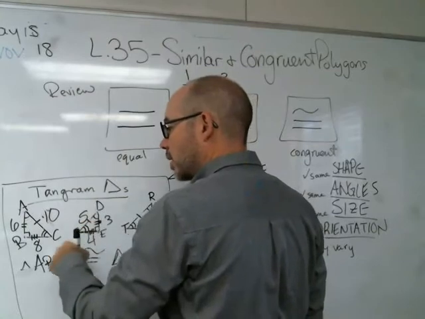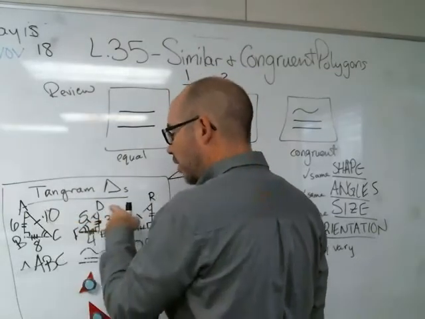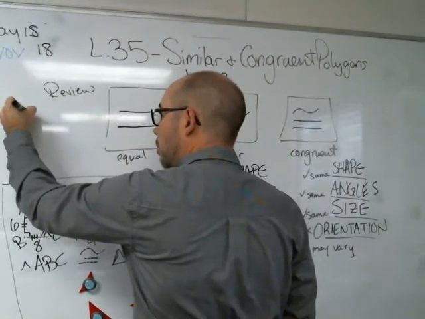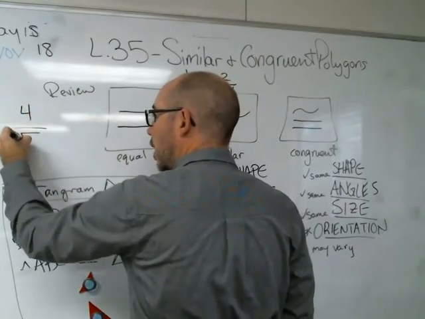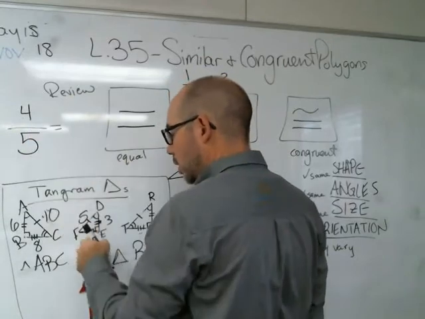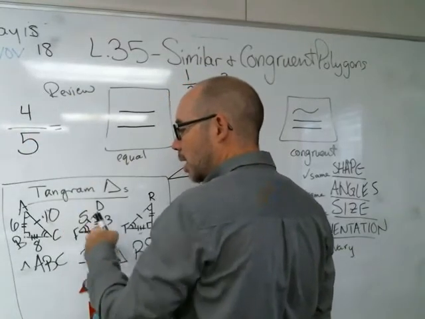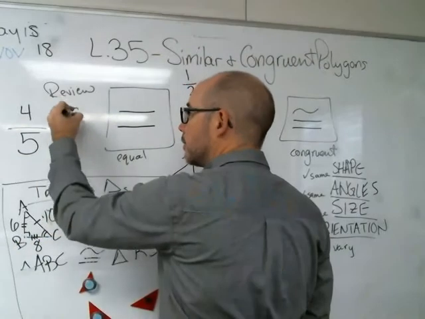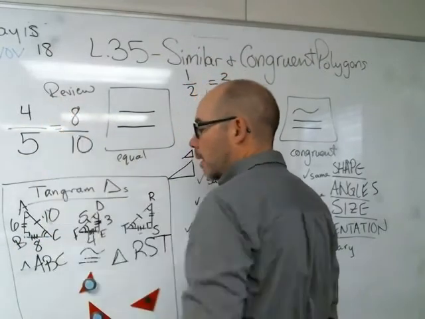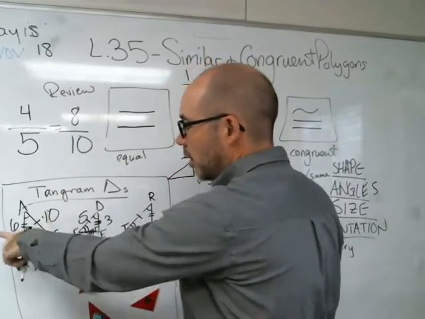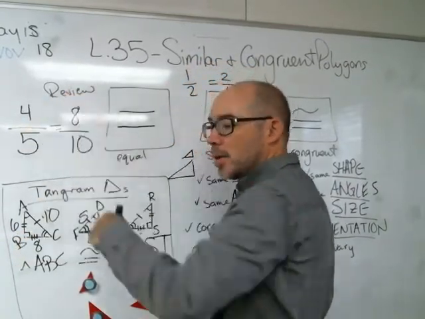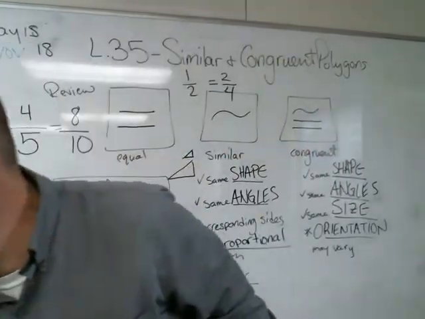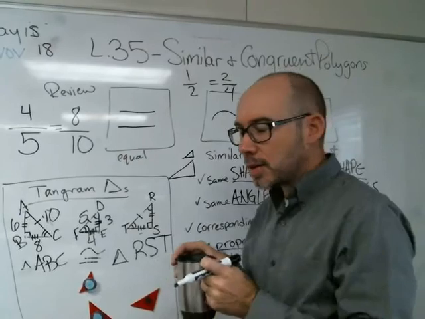I'm going to keep working with this one. So I could pick the small triangle here and say the base 4 is to the hypotenuse 5. This side is to this side, as going over to this triangle, 8 is to 10. And if they correspond with each other, if they're similar, these ratios will be equal to each other. 4/5 has the same value as 8/10.